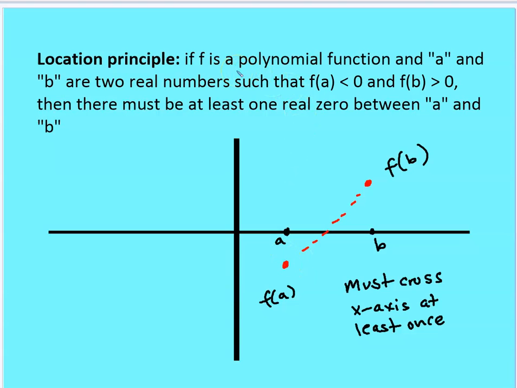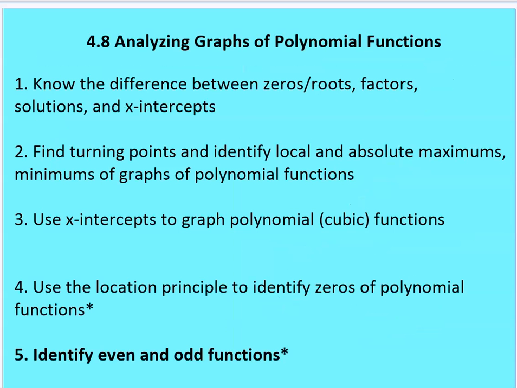If f is a polynomial function and a and b are 2 real numbers, those are the values for x, such that f of a, the y value when you substitute a into the polynomial function, is less than 0, and f of b, that y value, is greater than 0, then there must be at least one real 0 between a and b. The graph has to cross the x-axis. All right, so that's all that's saying. We're not going to have any questions on that.